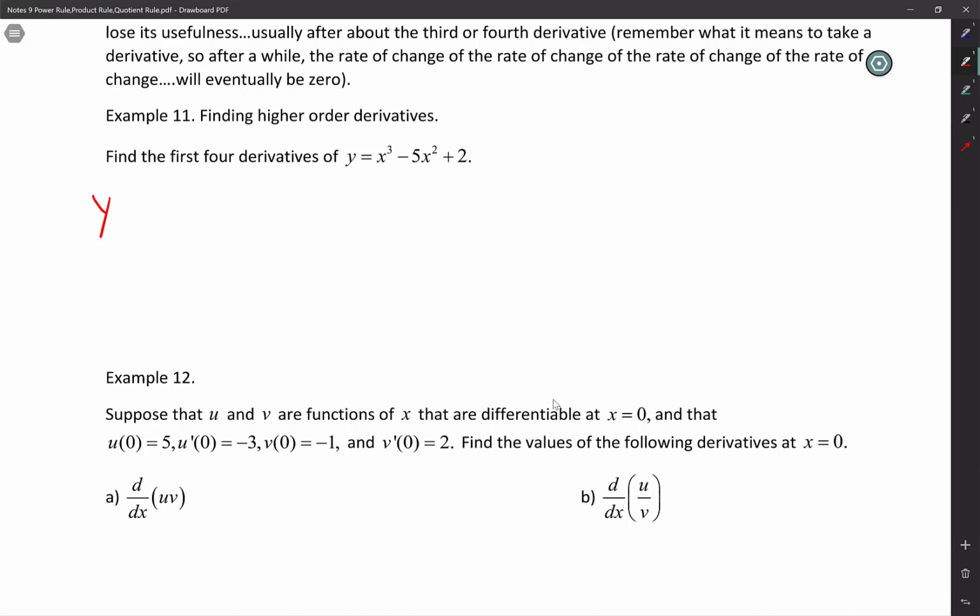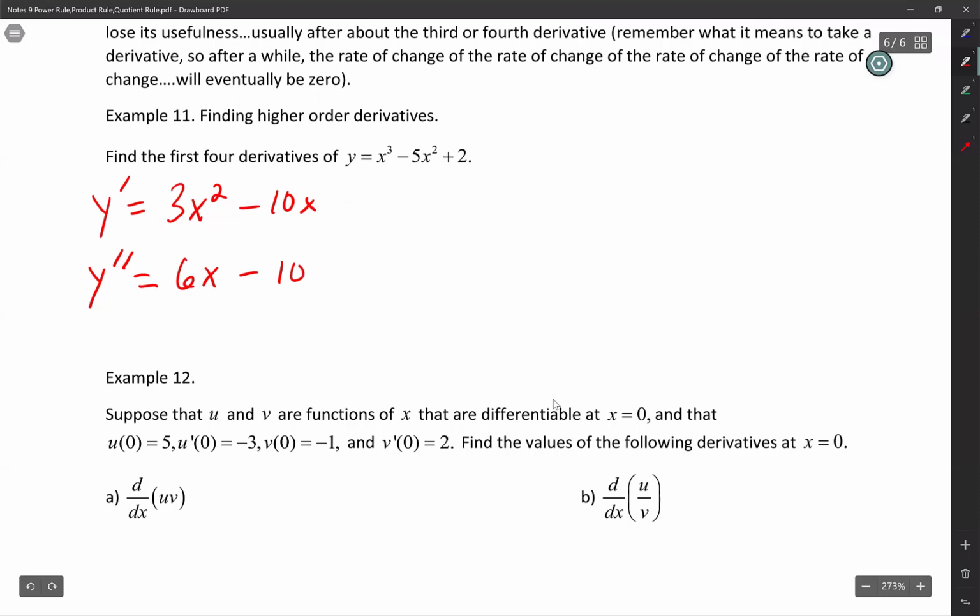Find the first four derivatives. All right, y prime. First derivative of x cubed, that is 3x squared minus the derivative of 5x squared, 10x, and then the derivative of a constant is 0, so we're done. Second derivative, I put y prime prime. The second derivative of this expression is minus 10. The third derivative, I put 3 primes, prime, prime, prime.